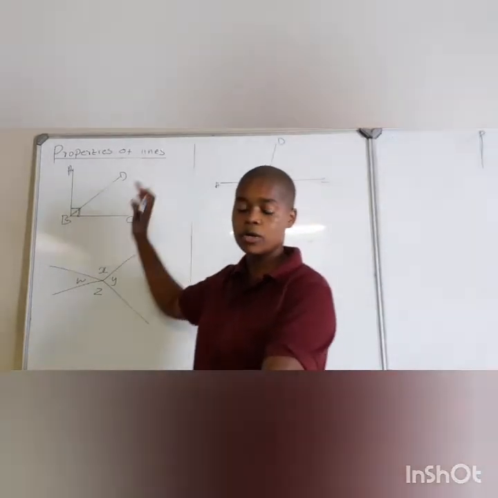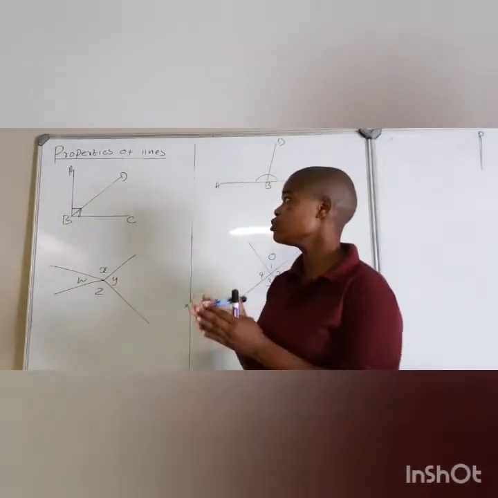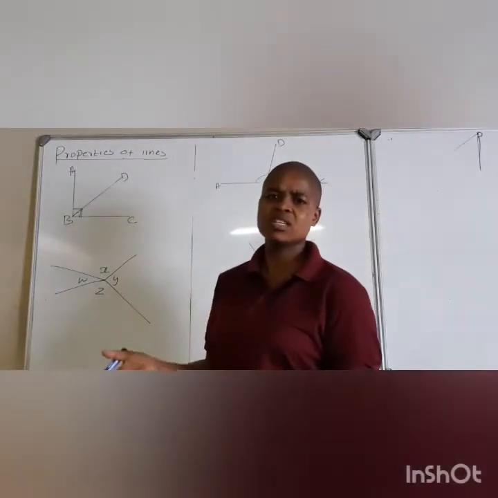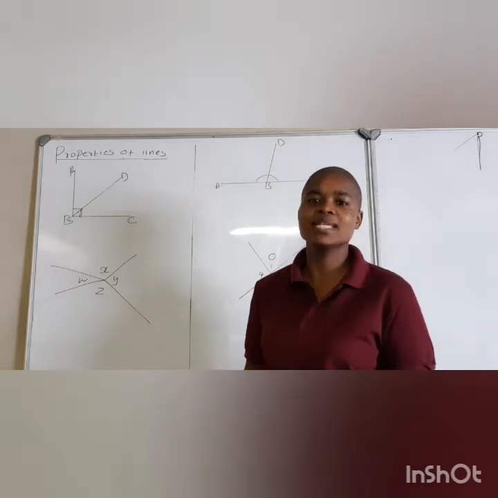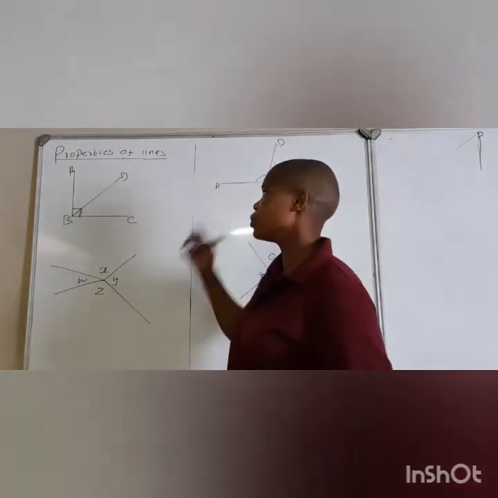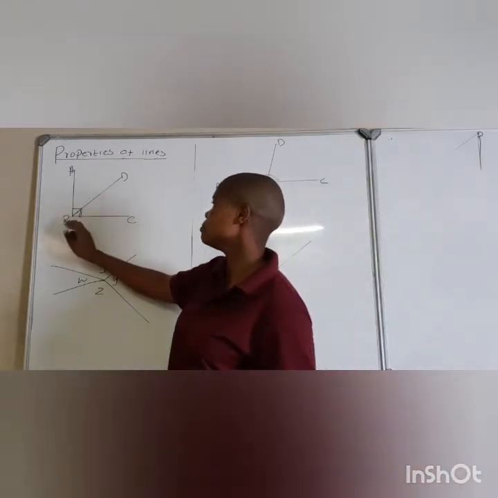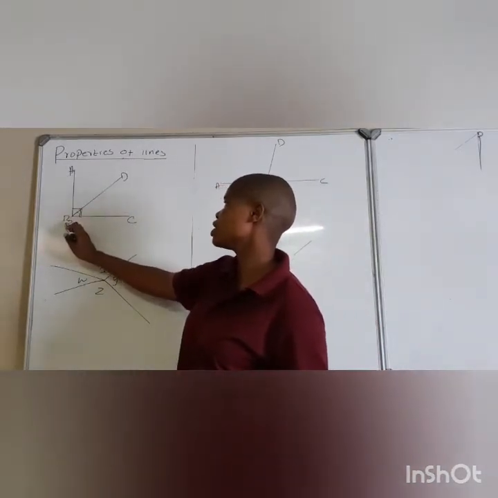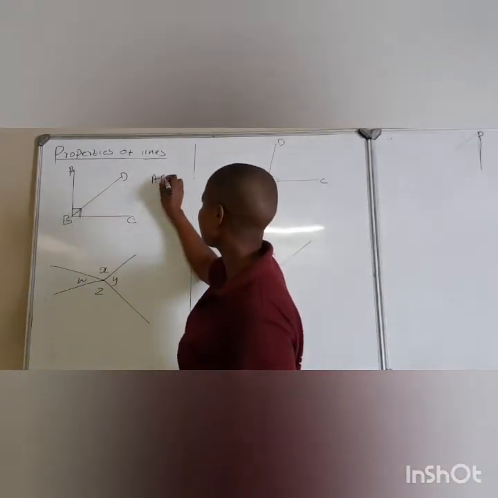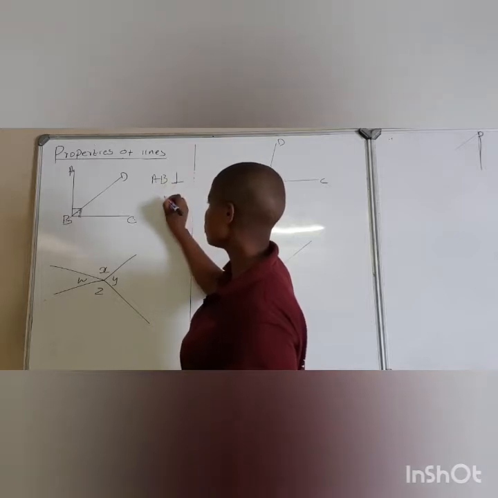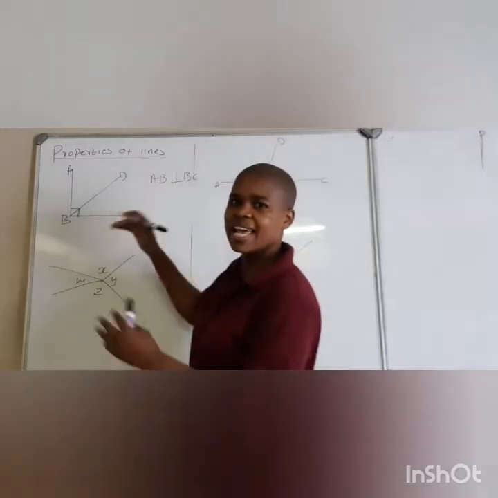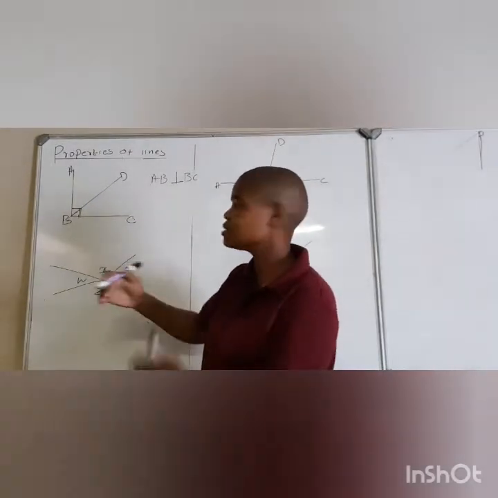We're going to talk about complementary angles. Guys, we need to understand what complementary angles mean. When they say angles are complementary, they basically mean that the two angles add up to 90. For example, we have line AB, which is perpendicular to BC. When they say AB is perpendicular to BC, they simply mean the angle formed when these two lines meet is 90 degrees.